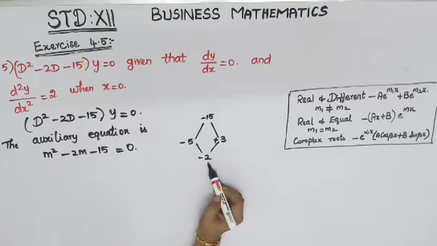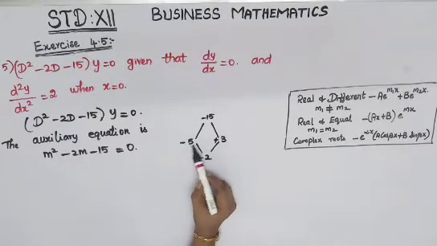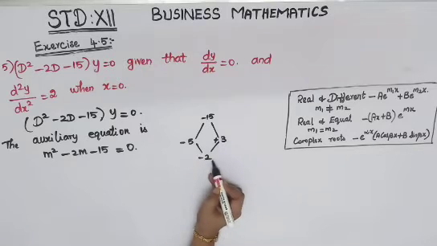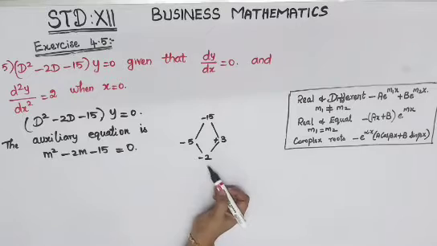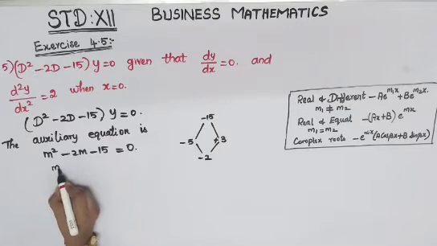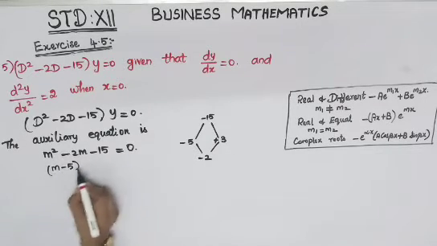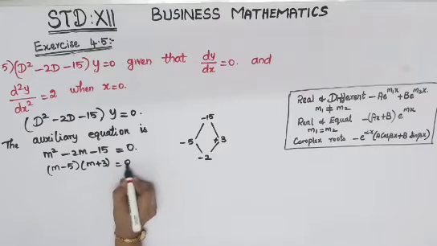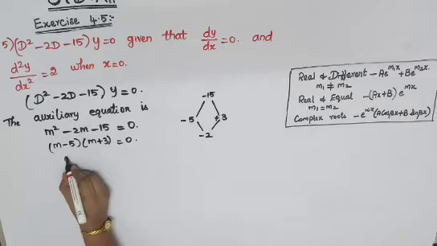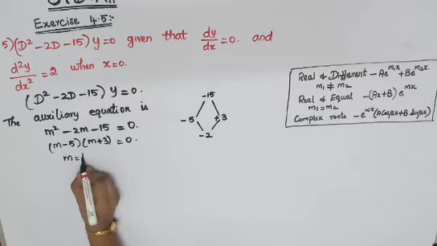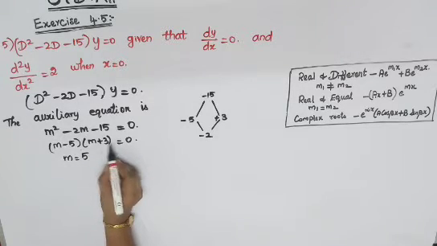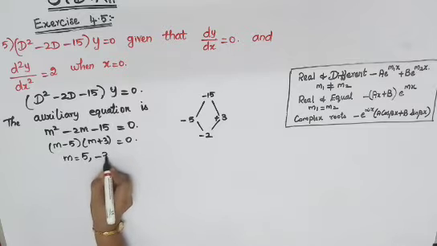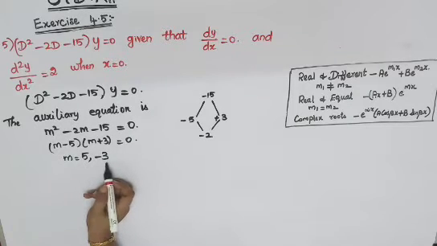Now going to the bottom, subtract these two numbers, 5 and 3, you will get 2, but the bigger number's sign is minus 2. So both the values are satisfied. So you can write your answer: m minus 5 into m plus 3 is equal to 0. Therefore the value of m is 5, minus 3.